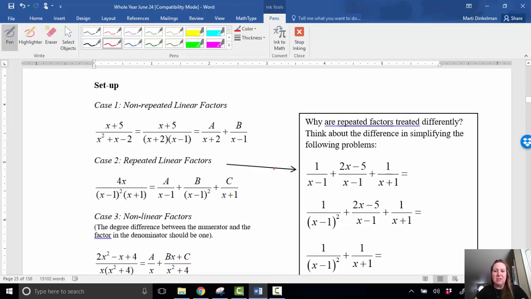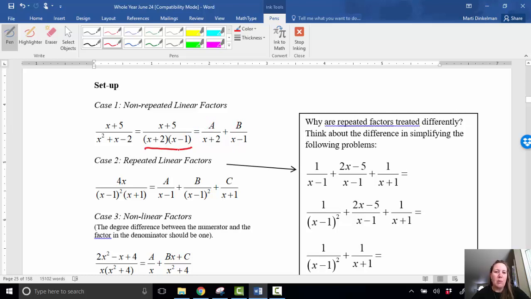So first, this is just set up, and then I'll show you the algebra. So this first case with non-repeated linear factors, what I mean by that is if we factor what's going on in the denominator, they're not repeated, so there's not like an x minus 1 squared there, and they're linear, so there's no x squareds as part of the factors in the denominator. If that's the case, the setup, the decomposing, the pulling apart, is to take this capital letter A and put it on top of one of the factors, and the capital letter B and put it on top of the other.